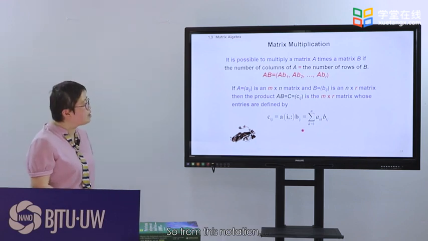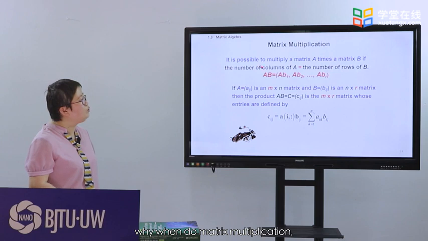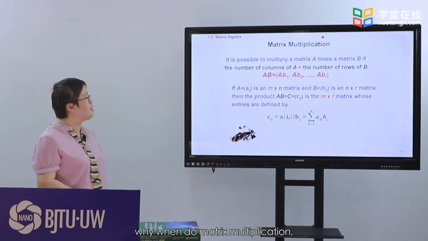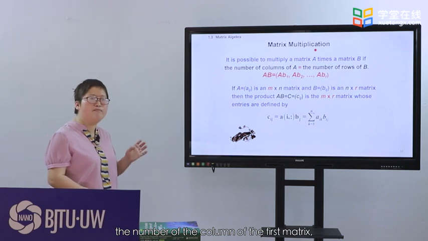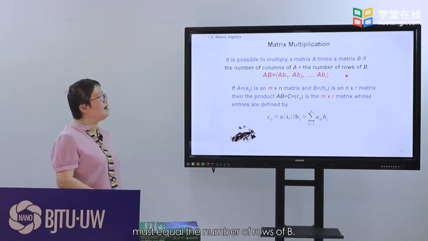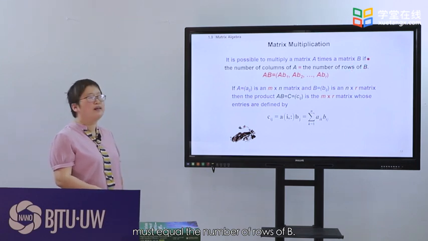From this notation, you will also know that when you do a matrix multiplication, the number of columns of A, the first matrix, must equal the number of rows of B, the second matrix.